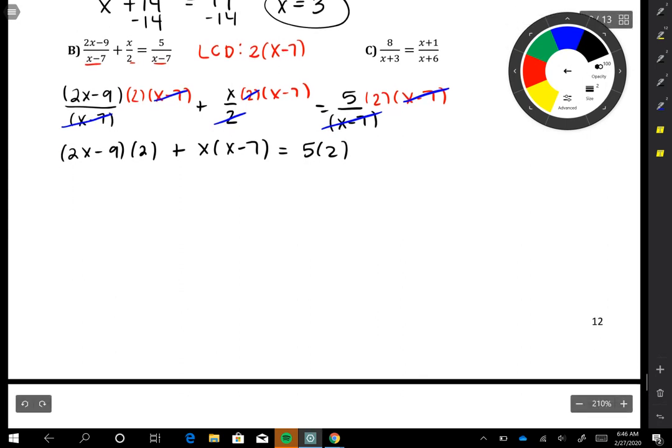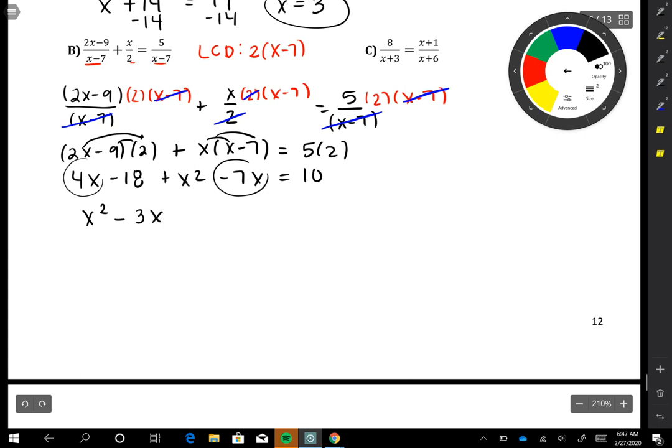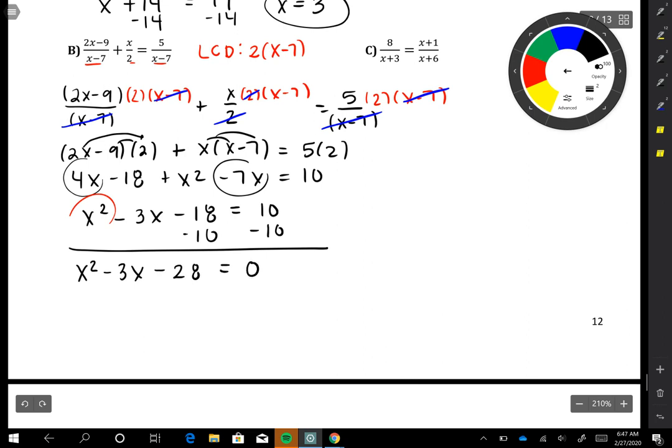Okay, let's distribute and combine like terms. 2x times 2 is 4x, negative 9 times 2 is negative 18, x times x is x squared, x times negative 7 is negative 7x, and 5 times 2 is 10. On the left side, I'm going to write my x squared first. 4x minus 7x is negative 3x, and then I have negative 18, and that equals 10. Oh boy, we have a quadratic, an x squared term, so we need it set equal to 0. I'm going to subtract 10. Now I have x squared minus 3x minus 28 equals 0.